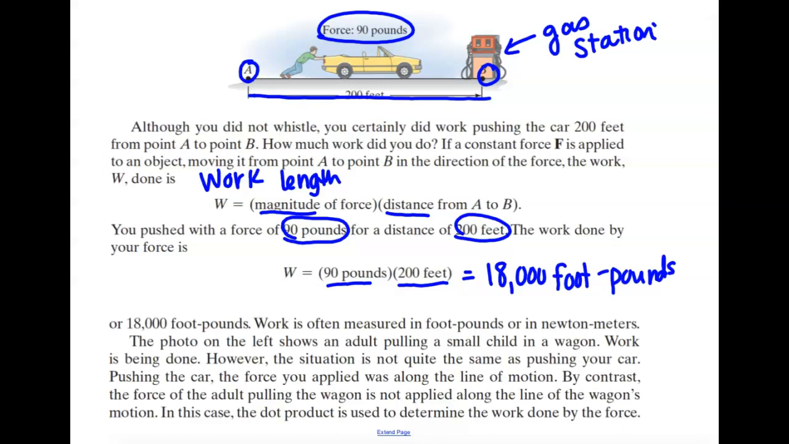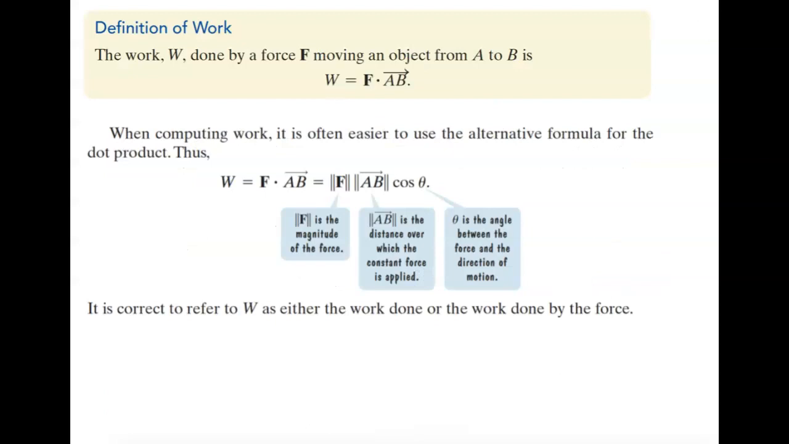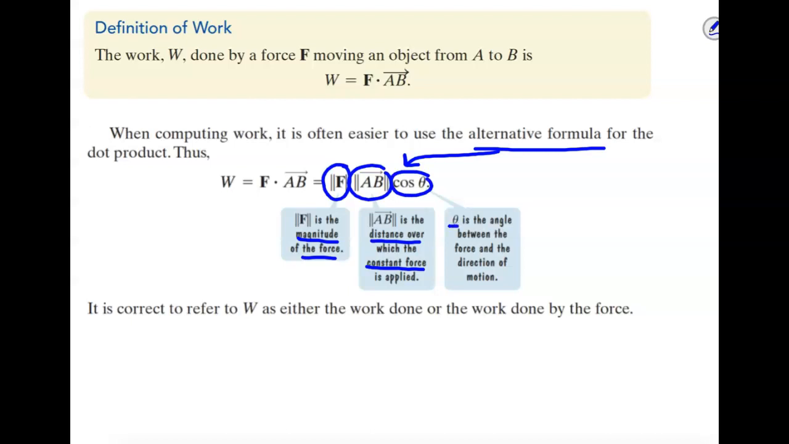So here we go. So here's our formula for work. Work is done by force moving onto an object. So when computing work, it's often easier to use this alternative formula. This piece here represents the magnitude of the force. This piece here is the distance over which the constant force is applied. And then the last piece, the cosine of angle theta, is the angle between the force and the direction.